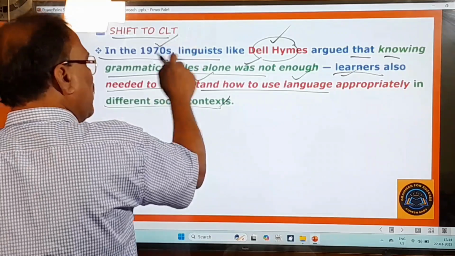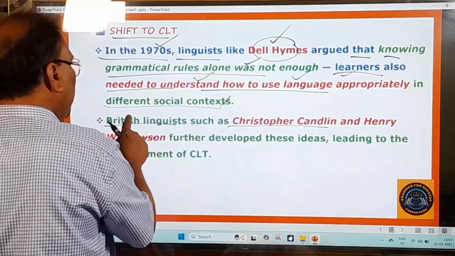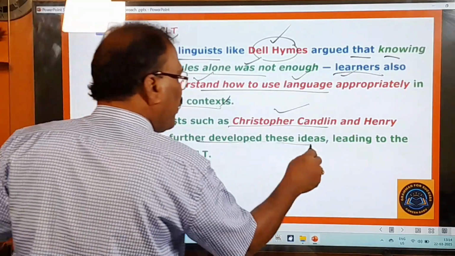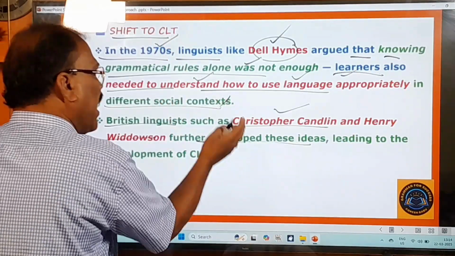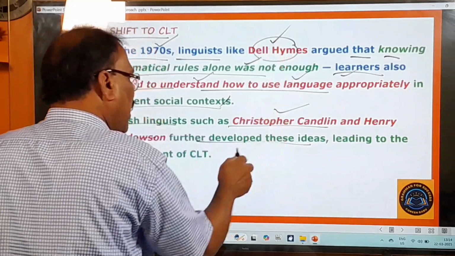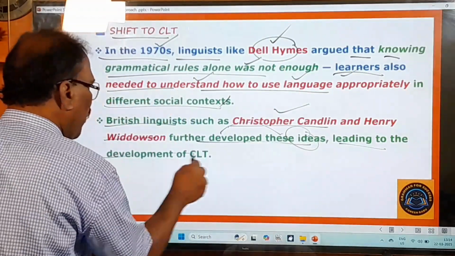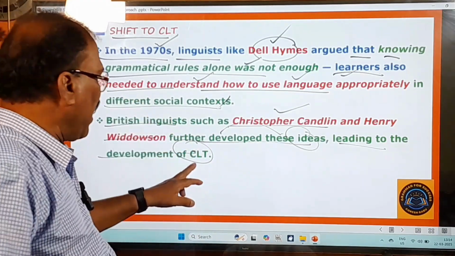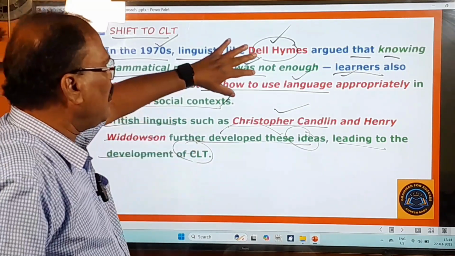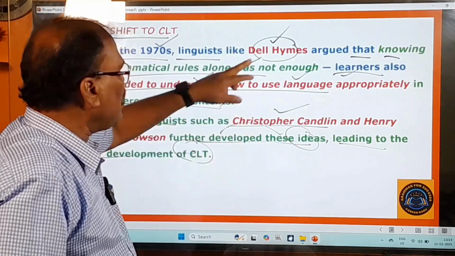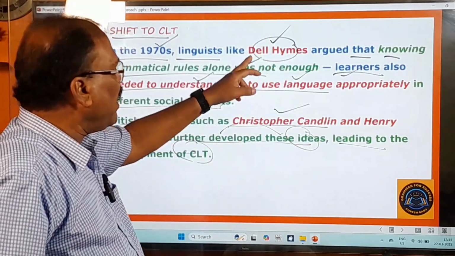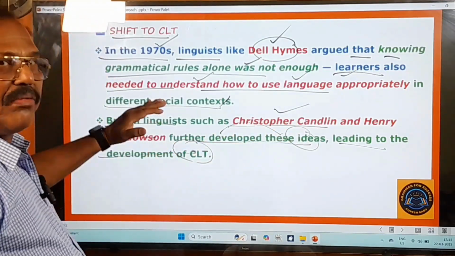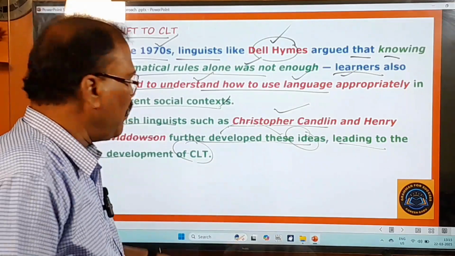And in the 1970s, this happened. British linguists such as Christopher Candlin and Henry Widdowson further developed these ideas. These two linguists liked Hymes's idea and developed it, leading to the formation of the communicative language teaching approach. First, the idea behind CLT was Hymes's, and later it was developed by Christopher Candlin and Henry Widdowson, who paved the way to the formation of CLT.